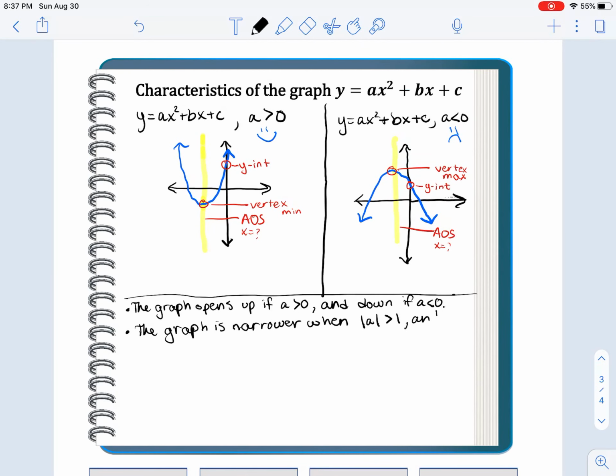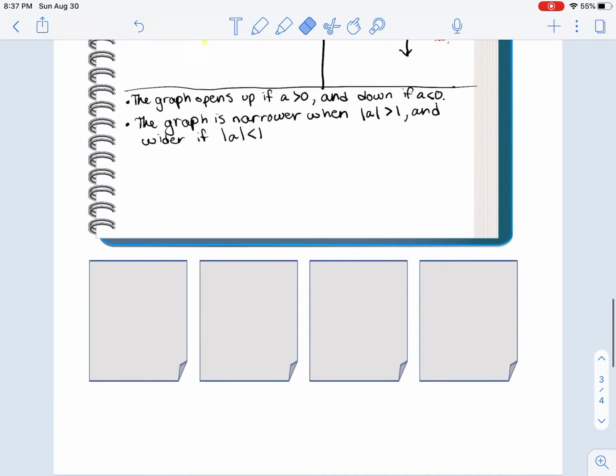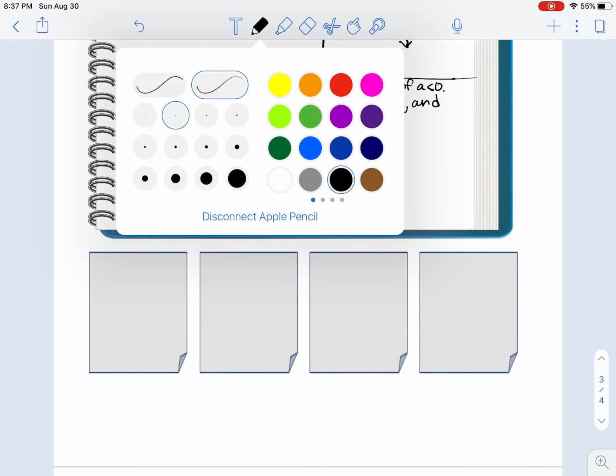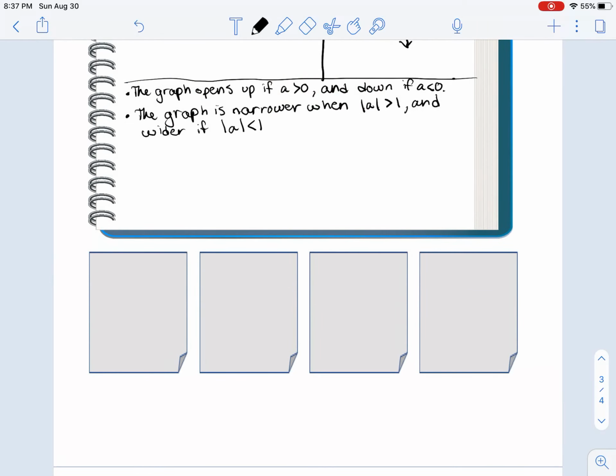And wider if, again, the absolute value of a is this time less than 1. So if it's any kind of decimal, like 1/2, 1/3, 1/4, that kind of thing, it just has to be less than 1. We also have a rule for the axis of symmetry and for the vertex and y-intercept, but I'm going to put that down here. So these are the things that you're going to use for your homework assignment.